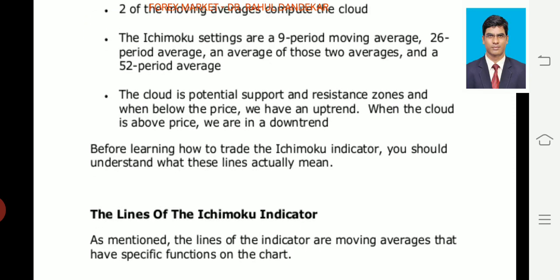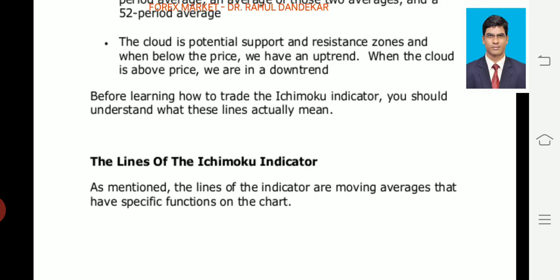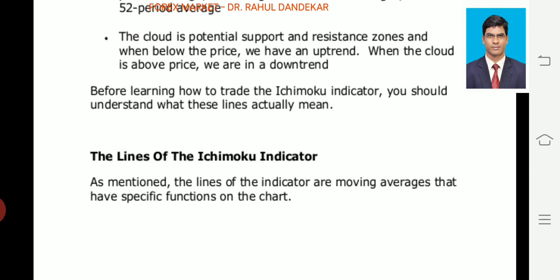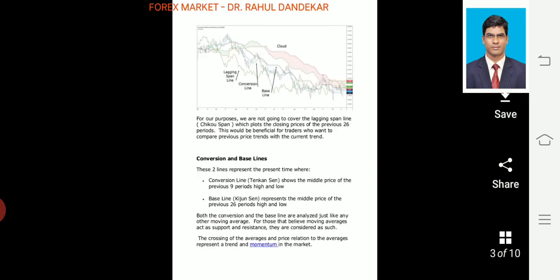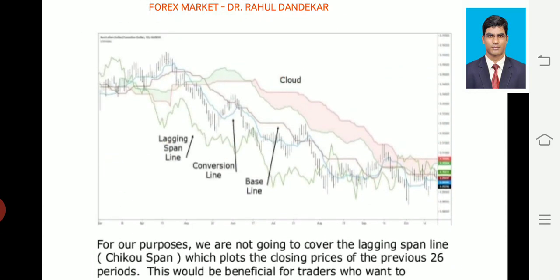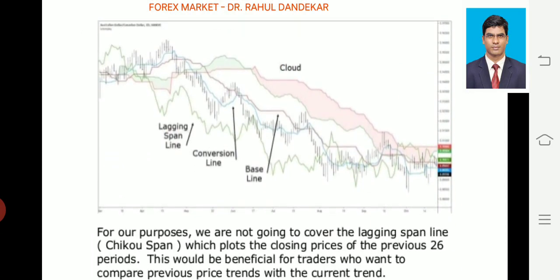Before learning how to trade the Ichimoku indicator, you should understand what these lines actually mean. The lines of the Ichimoku indicator are moving averages that have specific functions on the chart. Okay, see this: cloud, lagging span line, conversion line, base line.